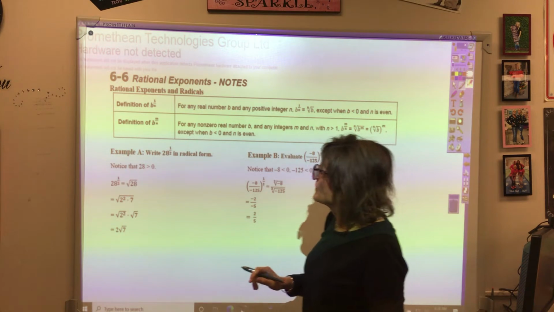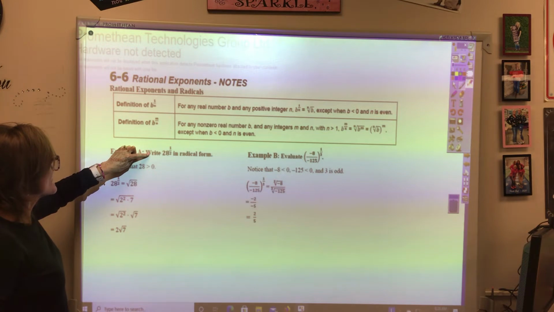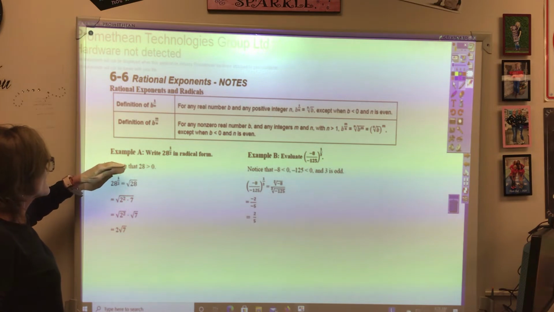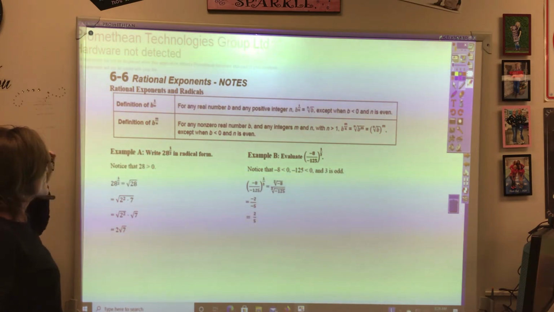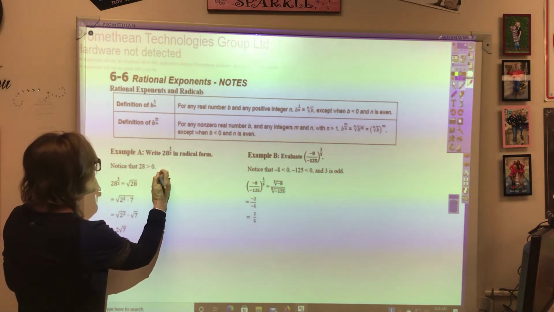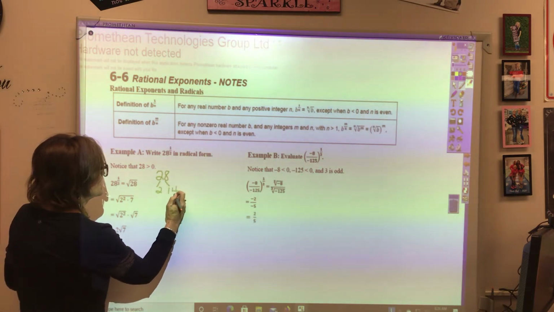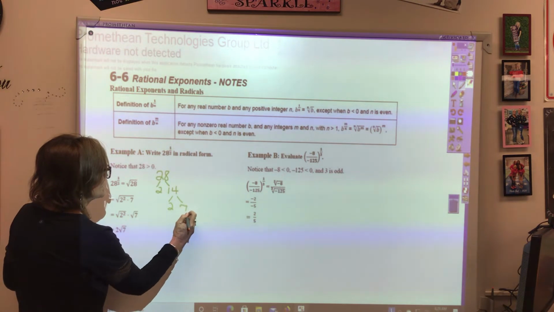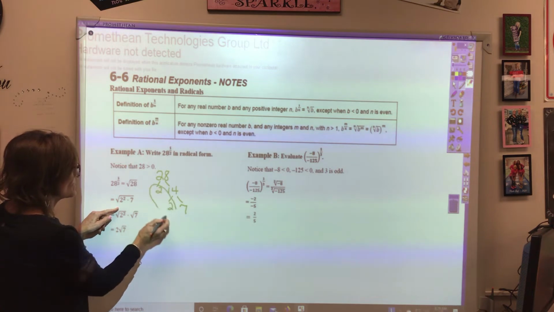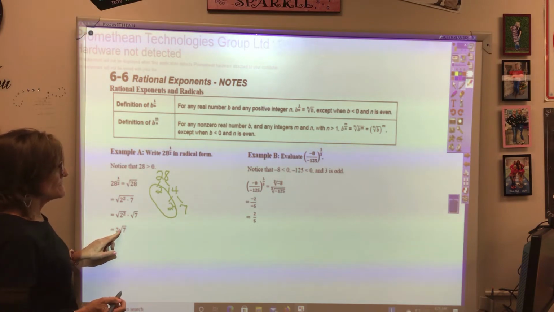So for example, on the first one, write in radical form 28 raised to the 1/2 power. We're going to notice that 28 is greater than 0, so we can take the 1/2 power as the square root. What they've done here is broken down the 28 into prime factors: 2 and 14, 2 and 7. So you see you have 2 squared, and remember, any pair you can circle and pull out front. So this would be 2 times the square root of 7.